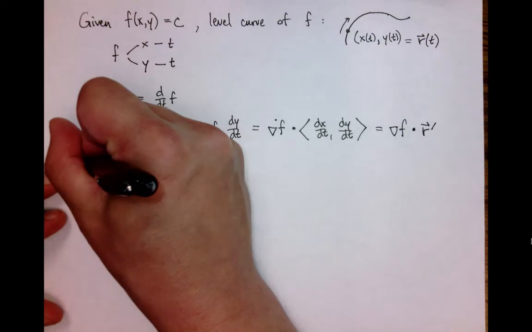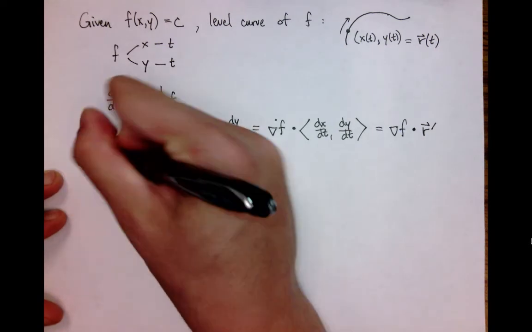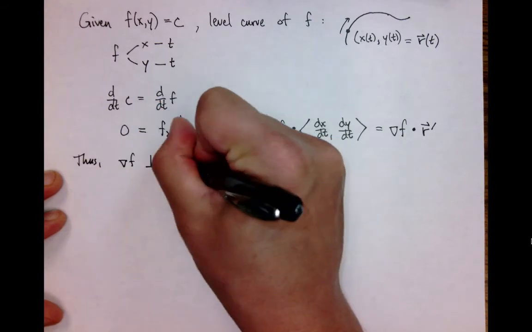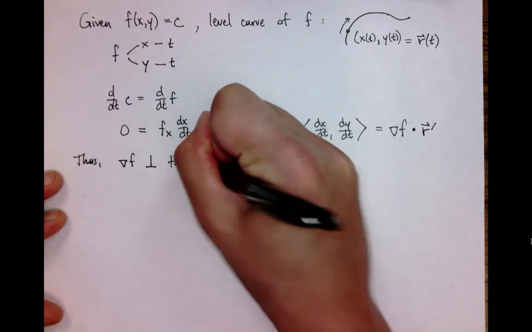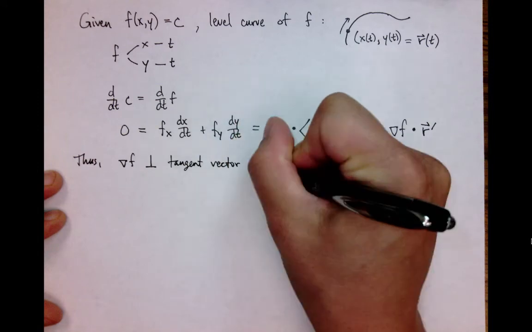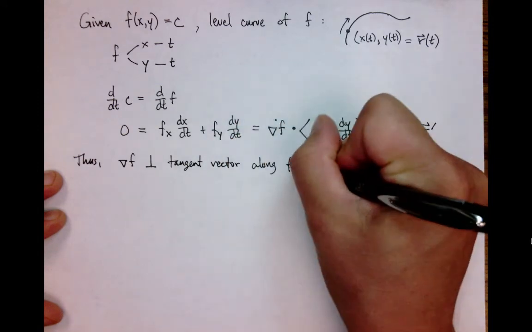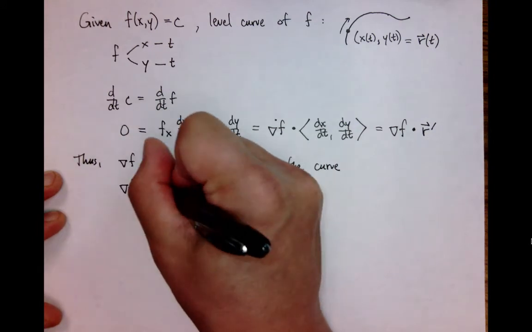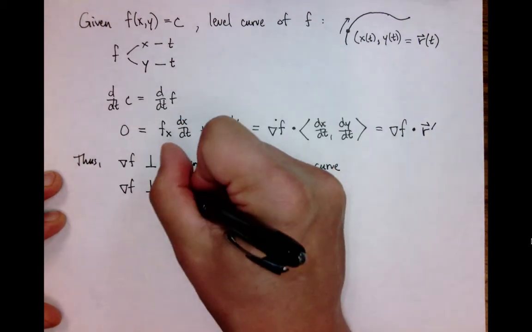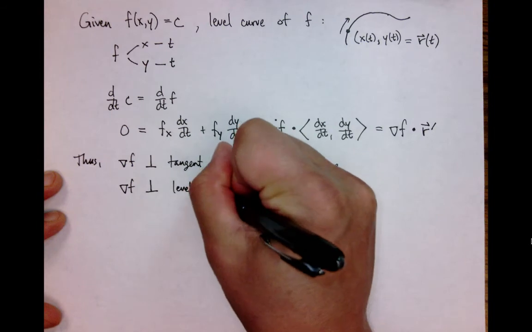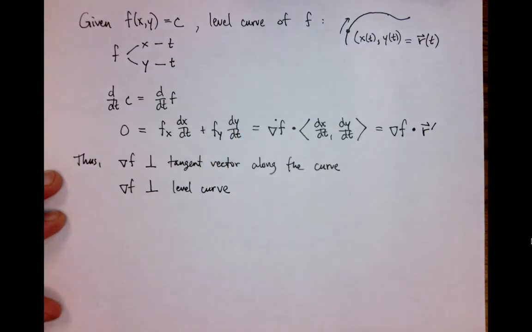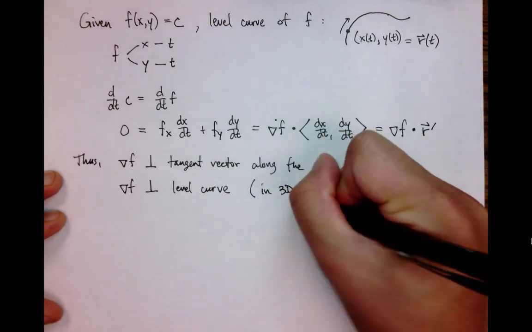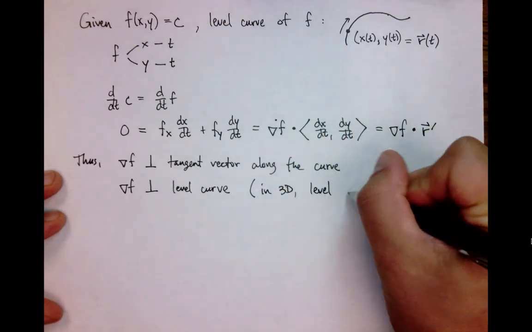So we have that the gradient vector is perpendicular to the tangent vector along the curve, which is really the same thing as saying that the gradient is perpendicular to the level curve itself. In 3D, we'd have the same conclusion for the level surface.